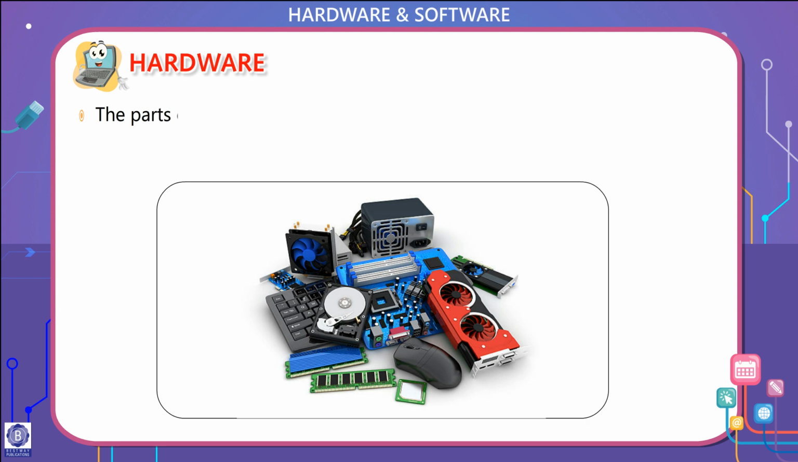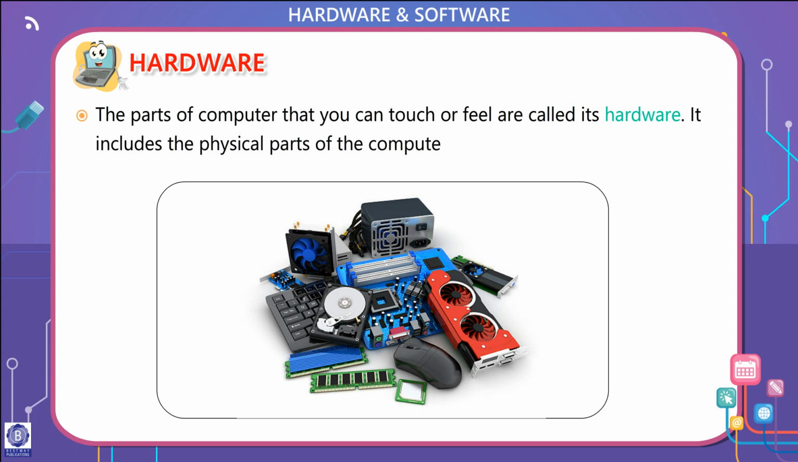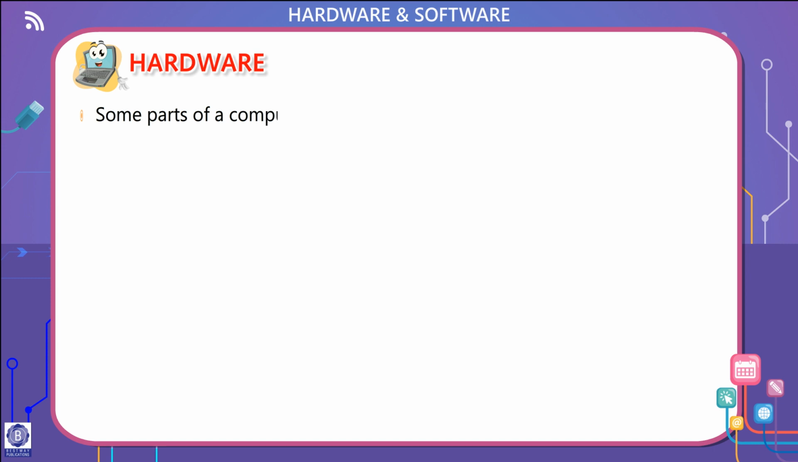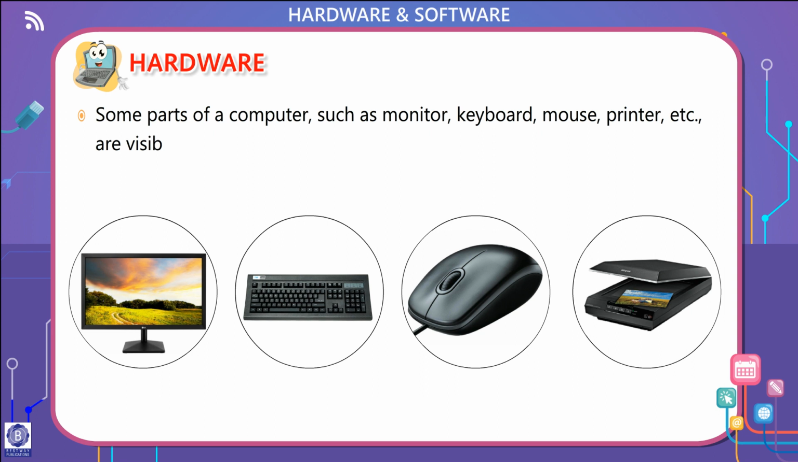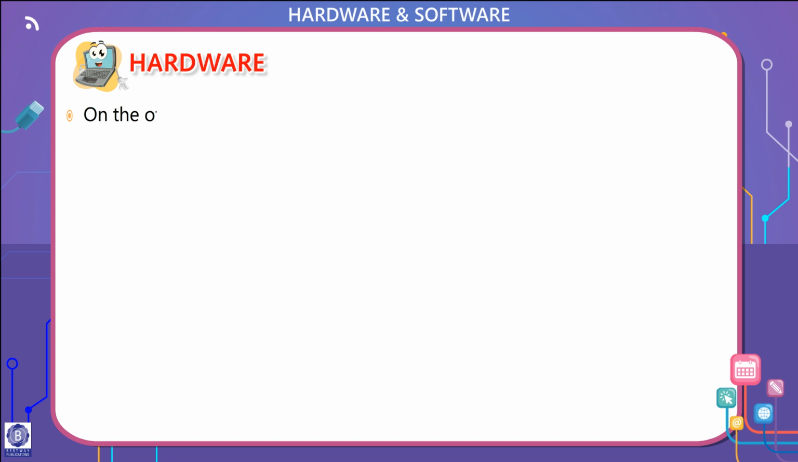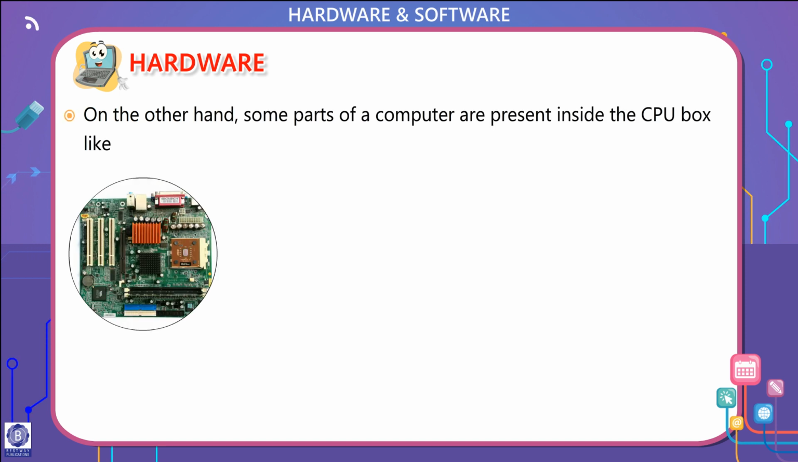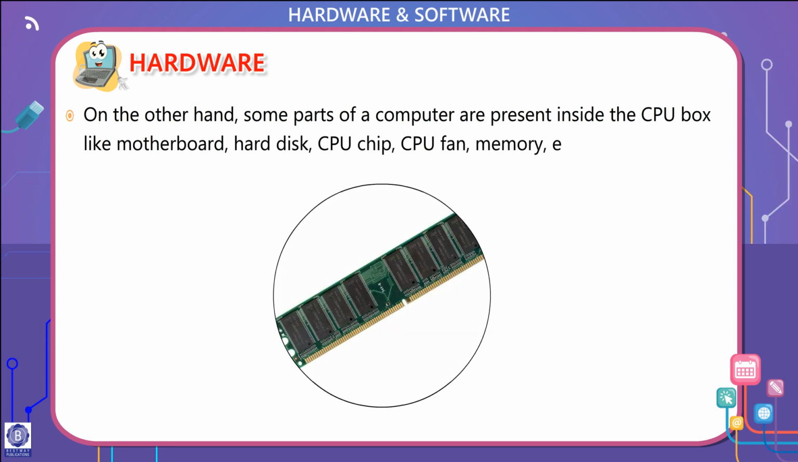Hardware. The parts of a computer that you can touch or feel are called its hardware. It includes the physical parts of the computer. Some parts of a computer, such as monitor, keyboard, mouse, printer, etc., are visible to us. The devices which are attached externally to the CPU box through wires are called peripheral devices. On the other hand, some parts of a computer are present inside the CPU box, like motherboard, hard disk, CPU chip, CPU fan, memory, etc.